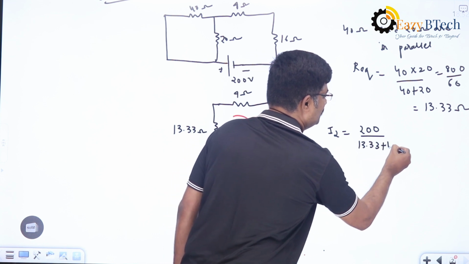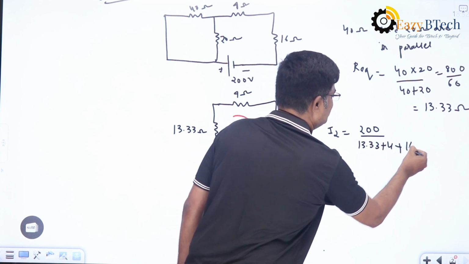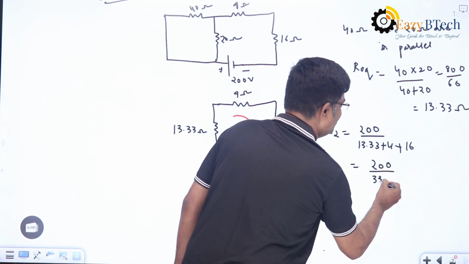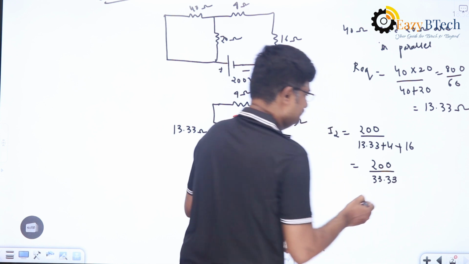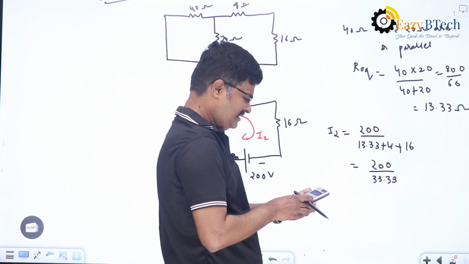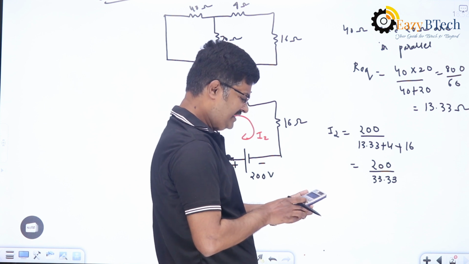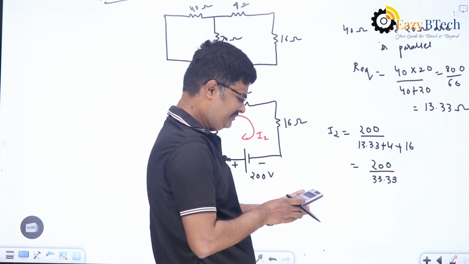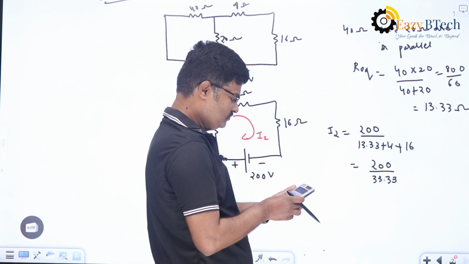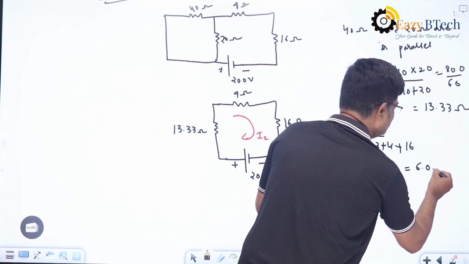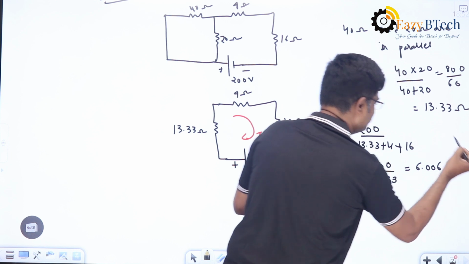13.33 plus 4 plus 16, which is equal to 200 divided by 33.33. So here, 200 divided by 33.33, I am getting this as 6.006 amperes.